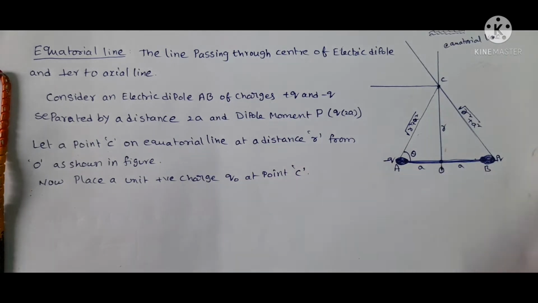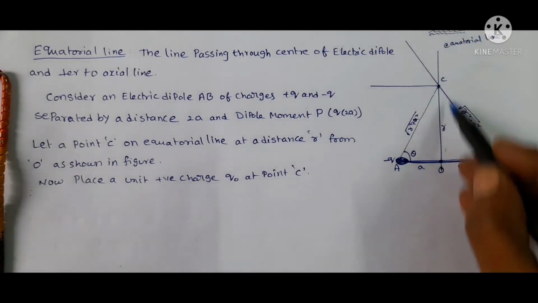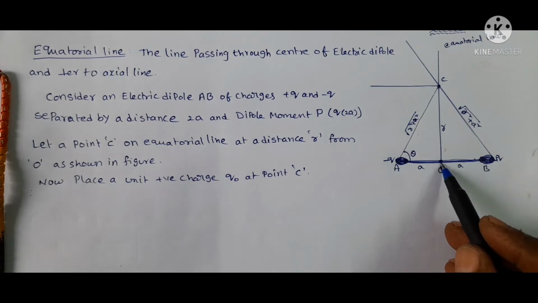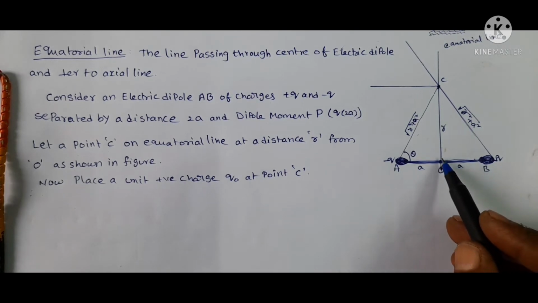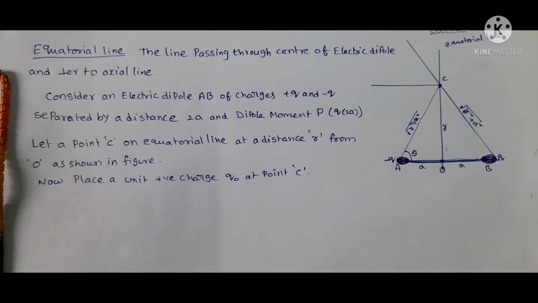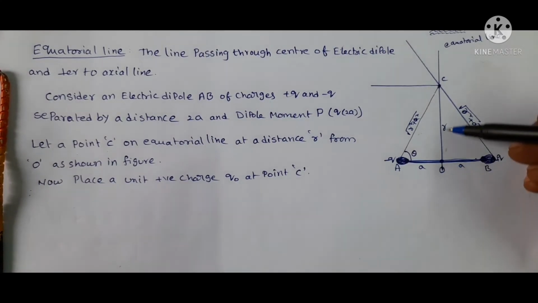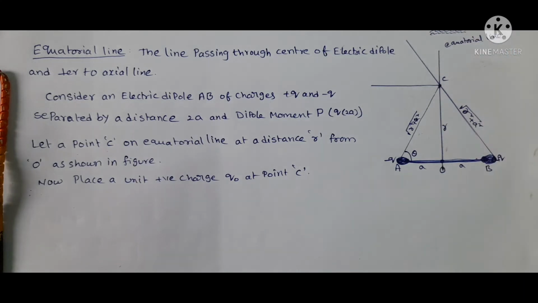As we know, this is the axial line. So, this line, perpendicular to the axial line and passing through the center of the electric dipole, we can call the equatorial line. Now, I would like to determine the electric field intensity on this equatorial line at a particular point. That is the question.